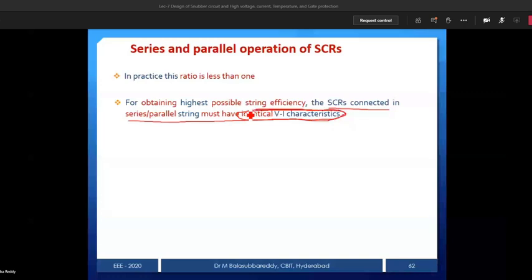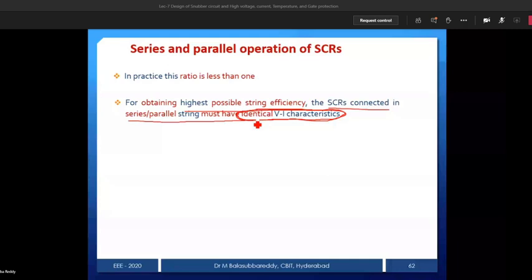If three SCRs have the same rating, in some cases they may still not have identical VI characteristics. Due to that problem, the string efficiency will always be less than 1. Anyhow, in detail we are going to see the series operation, what problems will arise, and why unequal voltage sharing will take place.